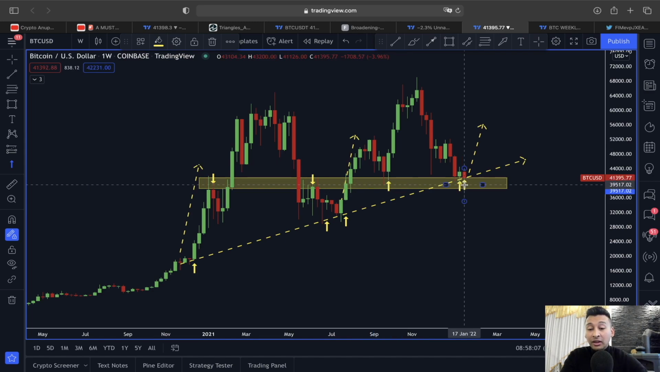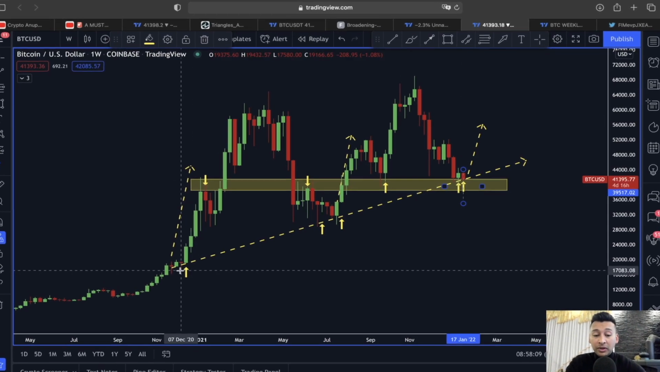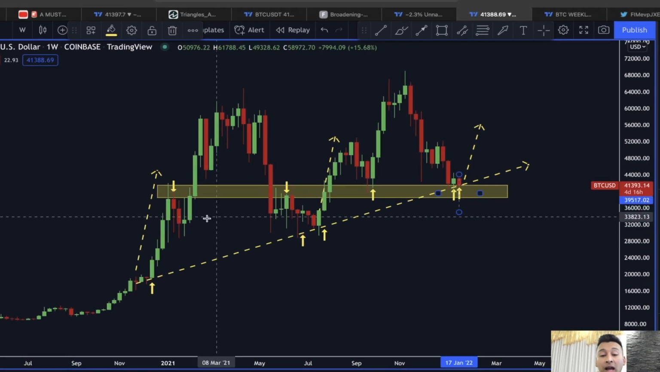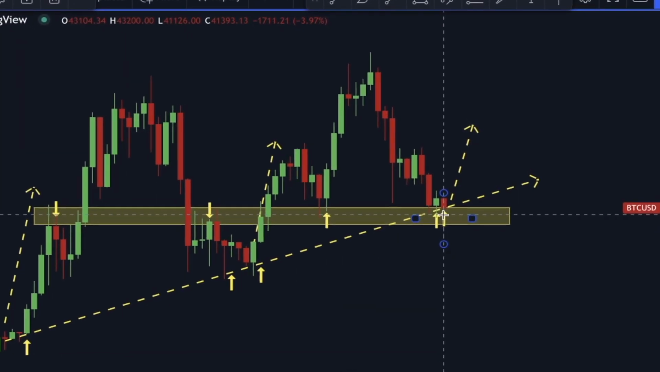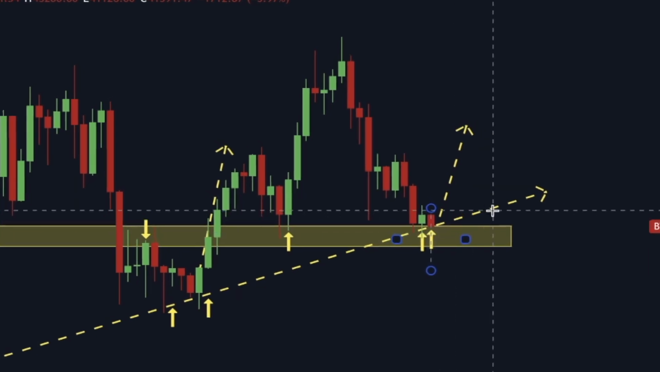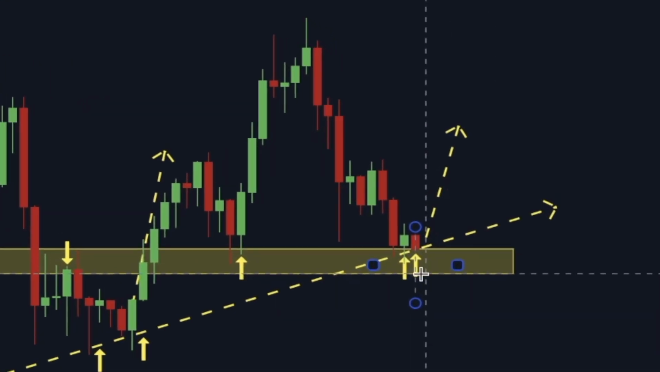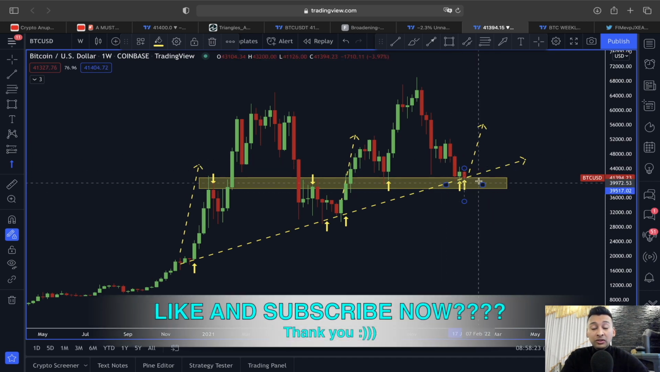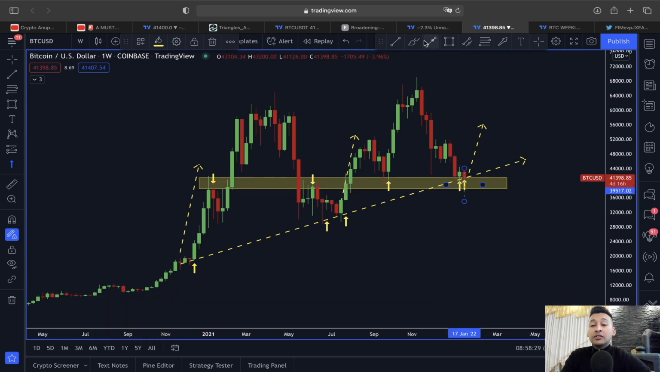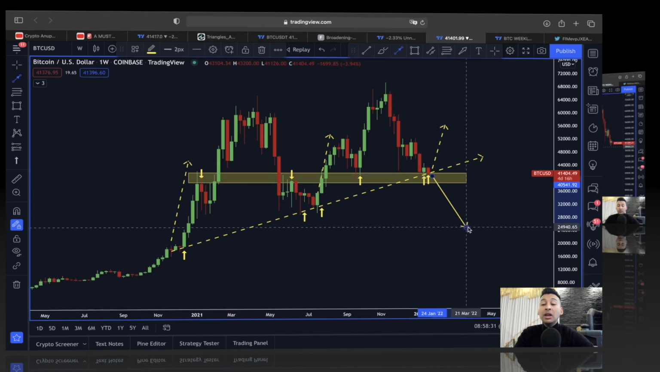And now you can see we have strong support from this rising trend line, and also now from this horizontal trend line. That is the reason why we don't want the price of Bitcoin to break this 40,000 support at any cost, because breaking out of this 40,000 support will invalidate all the bullish scenarios that I've talked about in my video, and we could actually be starting a new downtrend from here on.